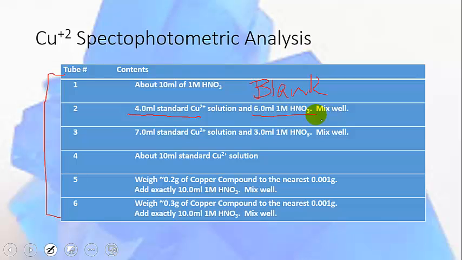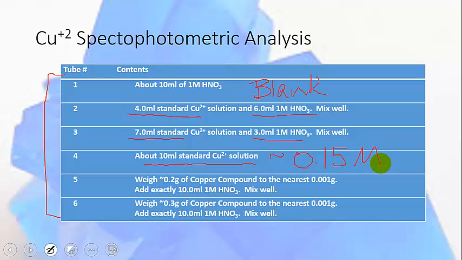And then also a mixture for tube number 3. And then this is straight up copper from the copper burette. You want to write down what the molarity is of your copper. It might be very close to 0.015 molar.